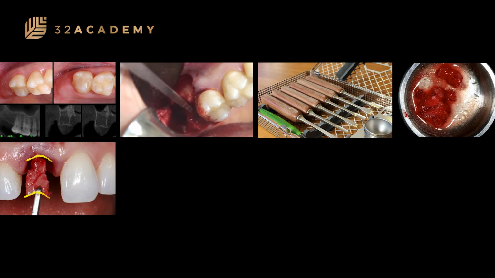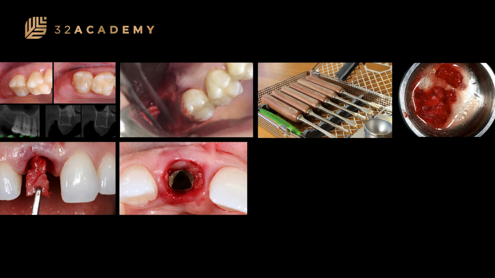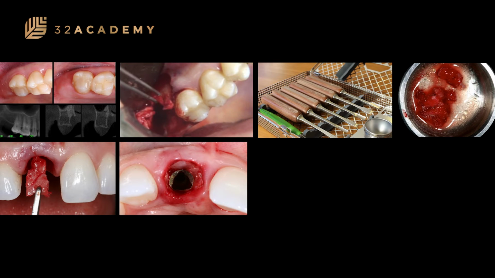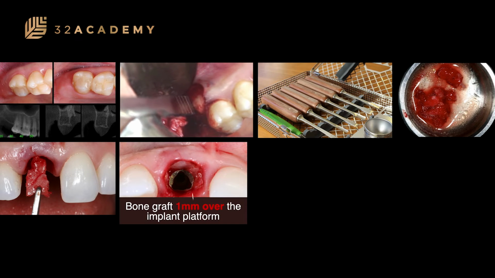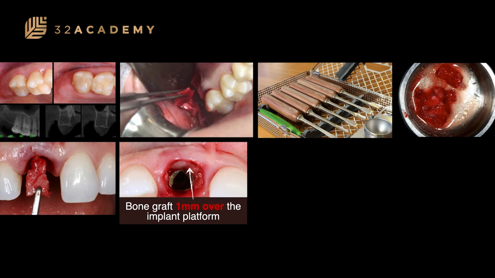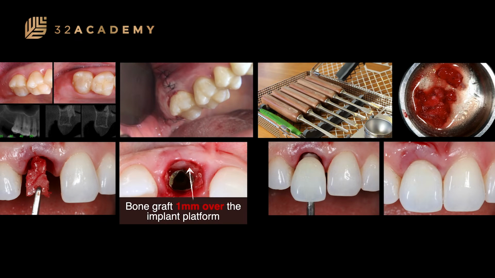We harvest more bone from the tuberosity to be used as a bone filler, and we fully fill these gaps with particulate bone. And you can see here that the implant was placed at 3 millimeters from gingival margin and the bone graft 1 millimeter above the head of the implant. We install the provisional restoration immediately out of occlusion. And here you can see the coronal displacement of soft tissue.